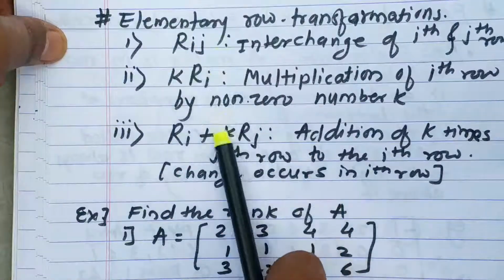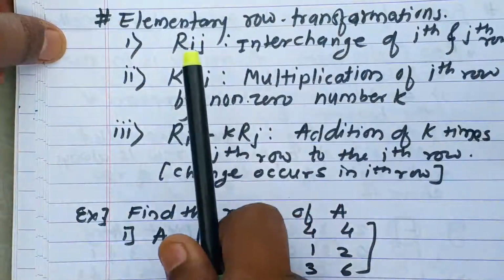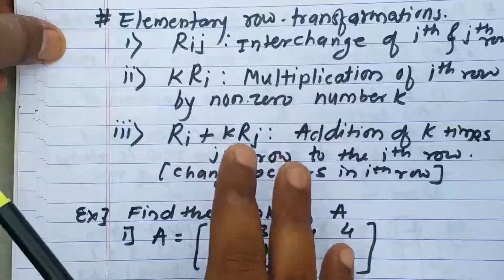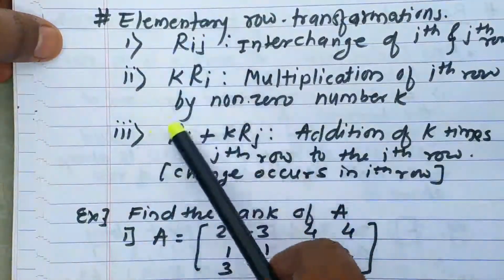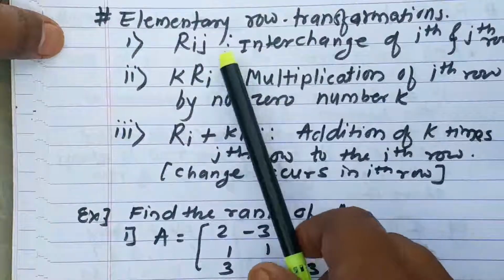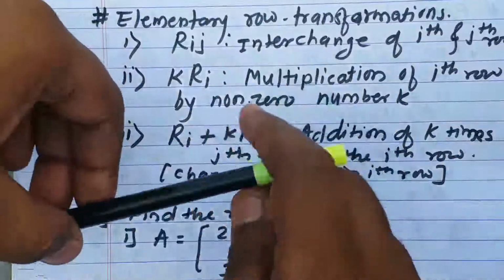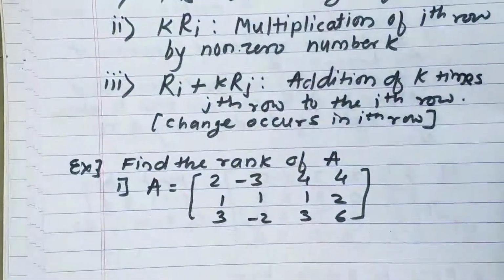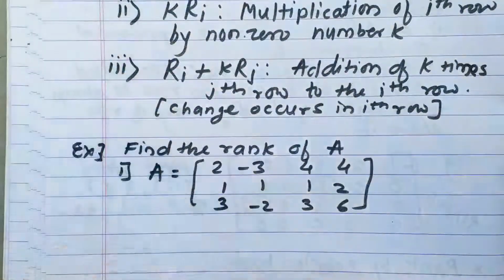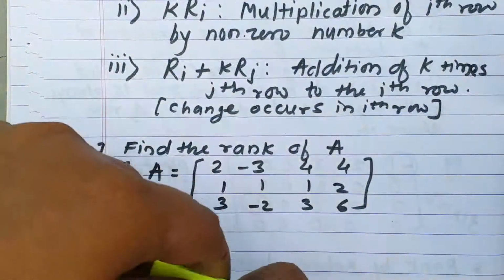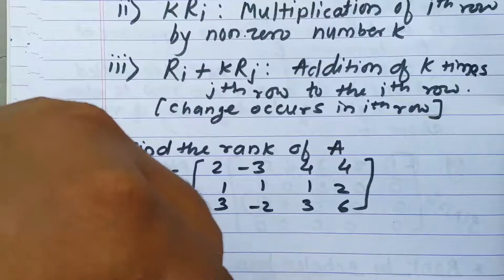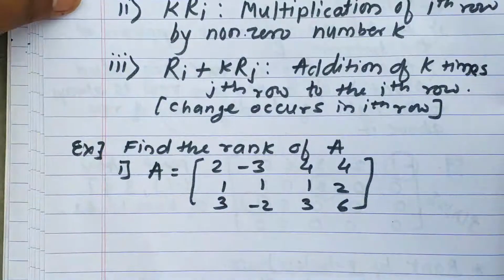So there are only 3 elementary transformations that we have, and only these 3 we can perform on any matrix. After performing these elementary transformations, we have to convert our matrix to row echelon form. Then only can we find its rank. One example I have written here. Let us convert this matrix to row echelon form by making use of the elementary row transformations and calculate its rank.